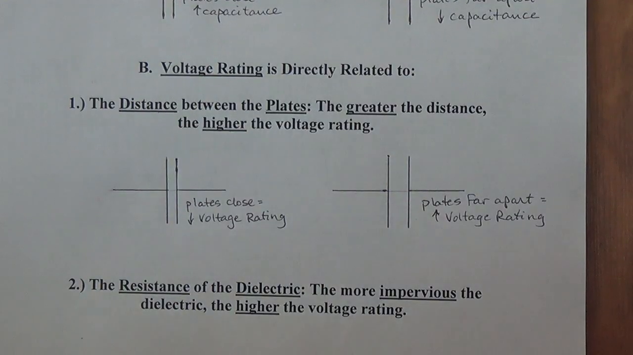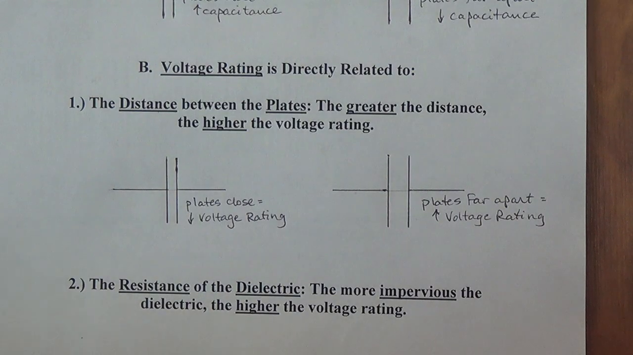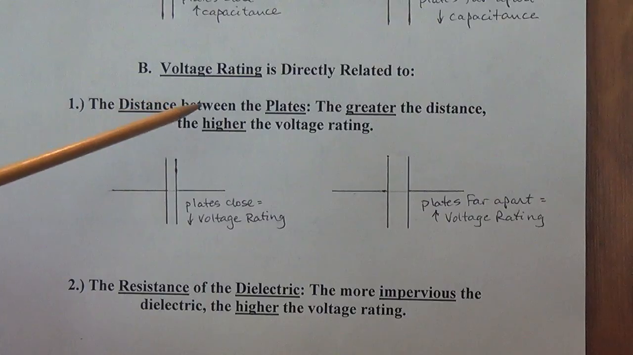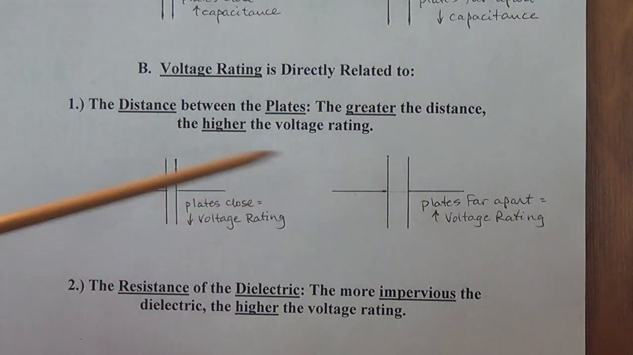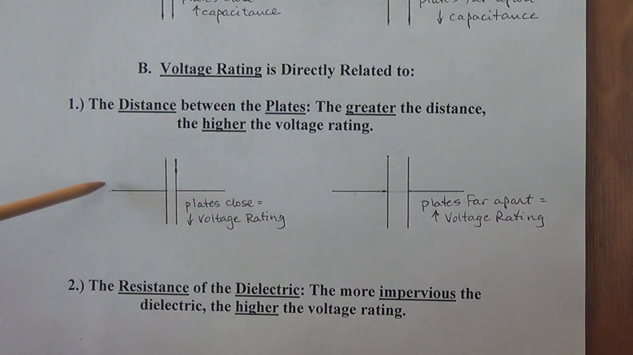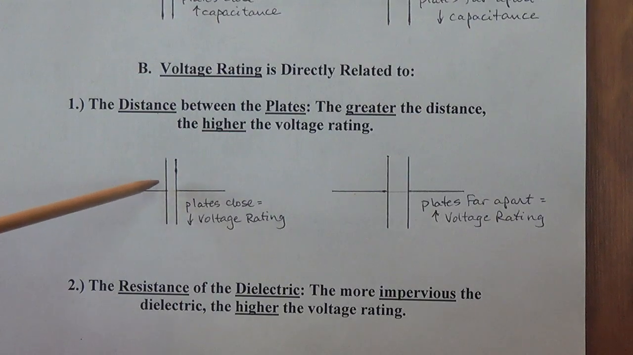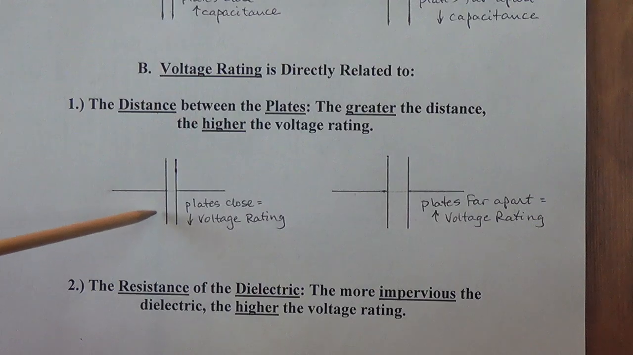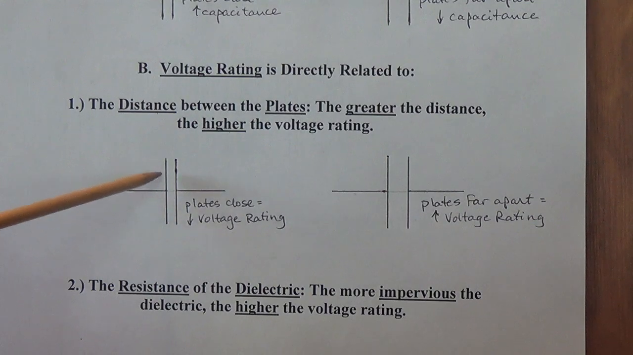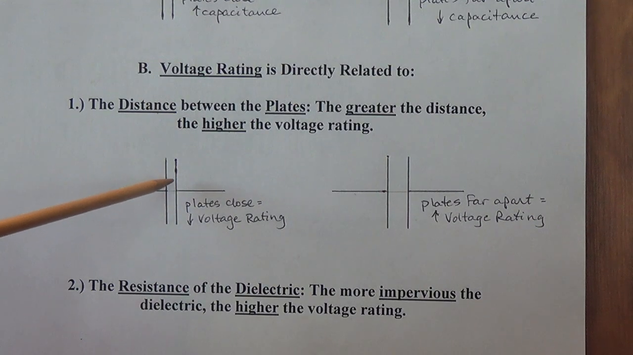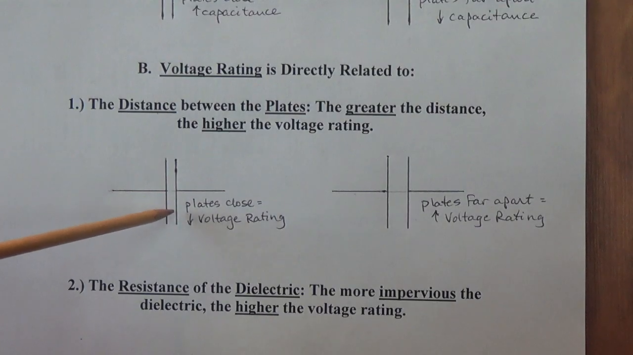Now let's look at the other side of the coin, the voltage rating. It is directly related to the distance between the plates. Now let's think about this. When we're charging up the capacitor and we're piling electrons in here, at what level of voltage would we have to go before the electrons could jump across? They could breach the dielectric. That's called the breakdown point.